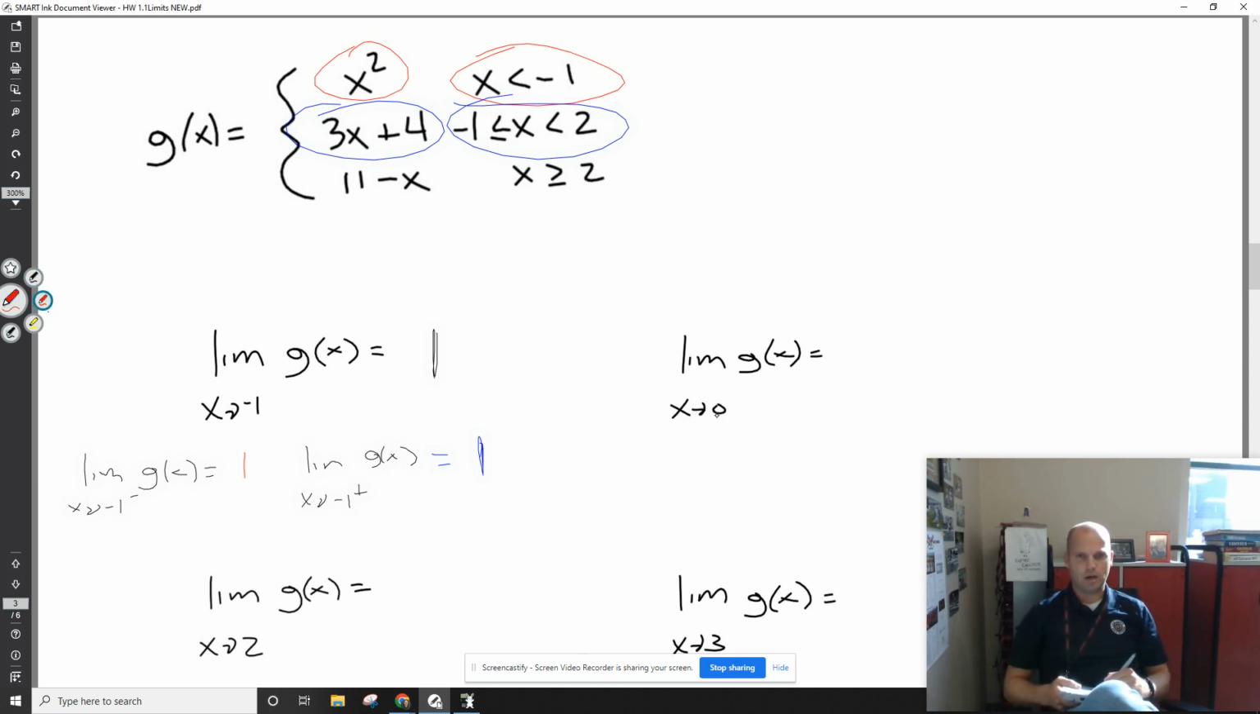Well, at 0, I'm not jumping from one piece to the other. I'm just using this blue guy. So really, I don't have to worry about -0.001 and 0.001. I can just plug in 0 into this, and I get 3 times 0 plus 4, which is 4. Oop, let's switch to blue so we know we're using that piece.